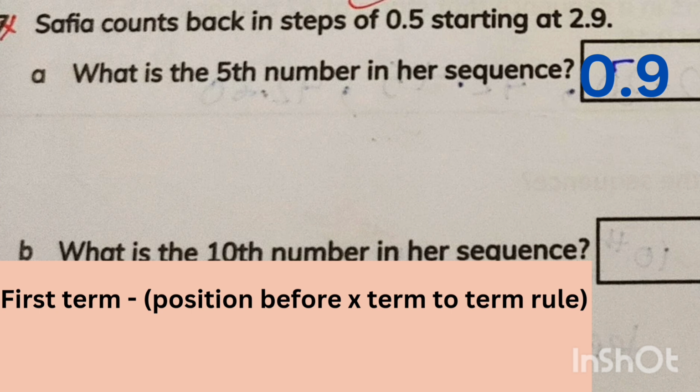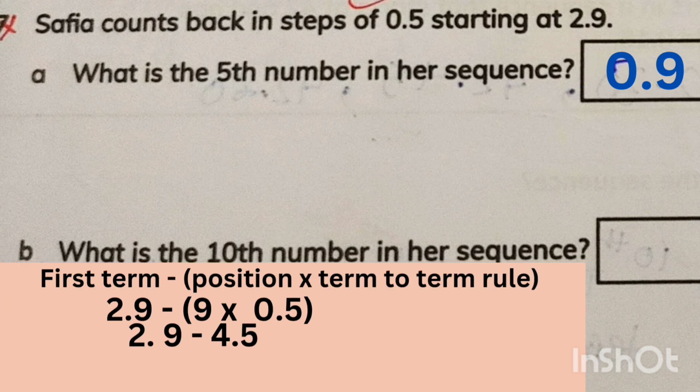Part B, what is the 10th term in the sequence? Again the same formula, first term minus position before times term to term rule. First term is 2.9 minus, because we are asked for the 10th number, the position before will be 9th, and term to term rule is 0.5. Now when we multiply 9 by 0.5, it gives 4.5.